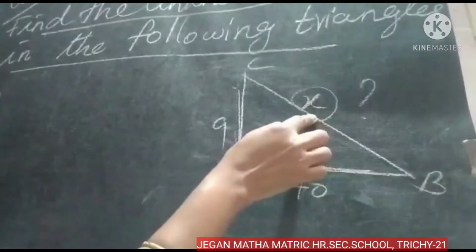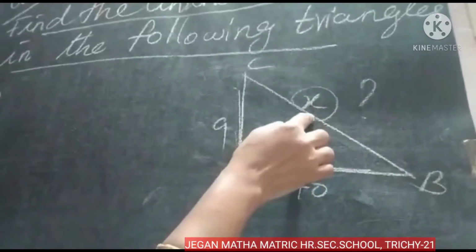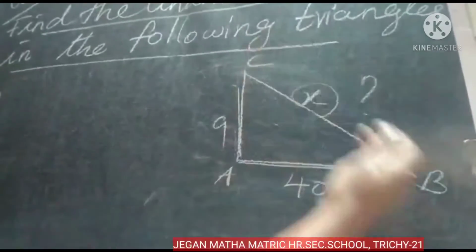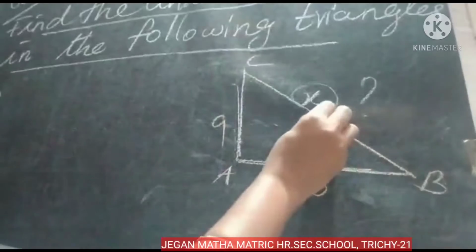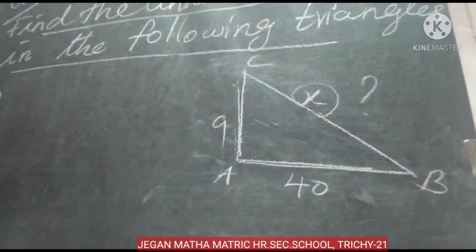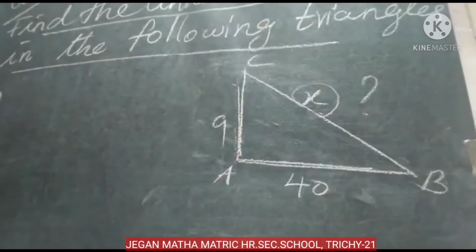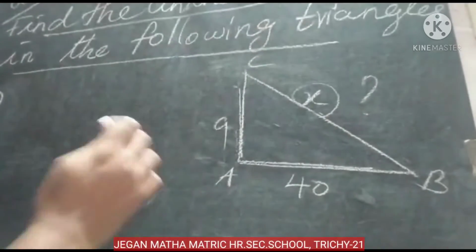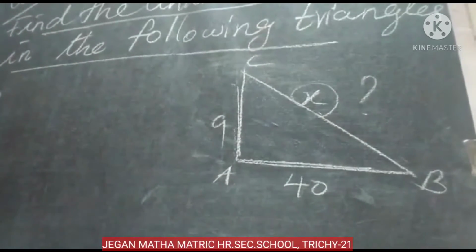Here x is not given, so you have to find it out. This is the unknown side, that is the hypotenuse side. You have to find out the value of this hypotenuse side. Is it clear? Now let us use the Pythagoras theorem, apply the theorem and find out the value of x.